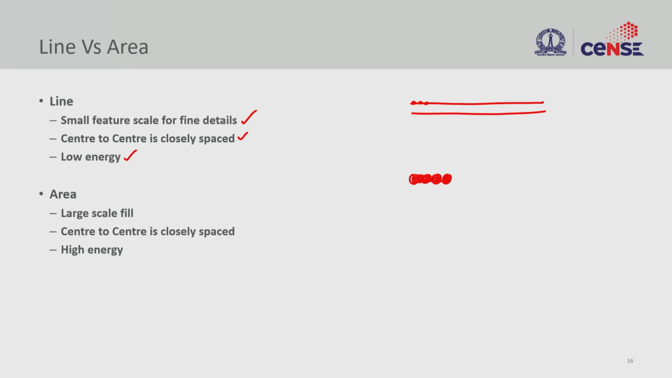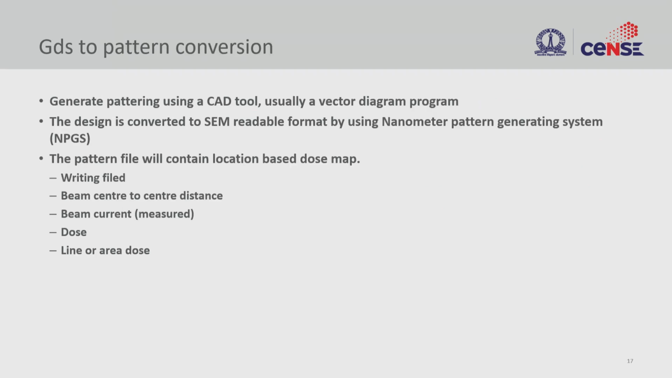Because high energy will always have larger exposure, and if you have lower energy, you will have lower exposure, right? So your exposure is much larger if your energy is higher, and this is for lower energy. So your spot size is going to be much finer. And in the area scan, you will have large areas to fill, right? Instead of writing a line, if you have large patterns, you can use area scan for writing. And here the center to center distance is also closely packed, but you use high energy, right? So high energy will give you large area fill.